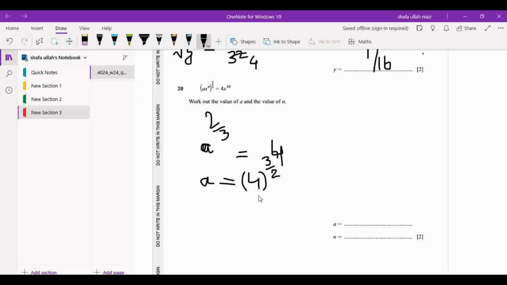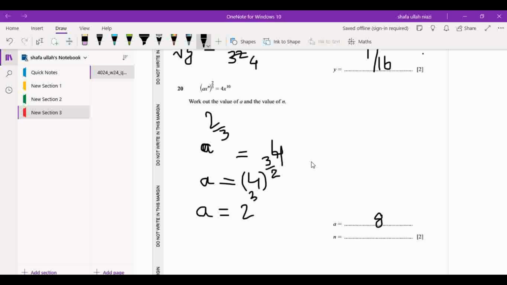3 over 2 means 4 power 1 over 2 is the square root of 4, which is 2. So it will be equal to 2 power 3. 2 power 3 is 8, so a is equal to 8. That's it. A is equal to 8.